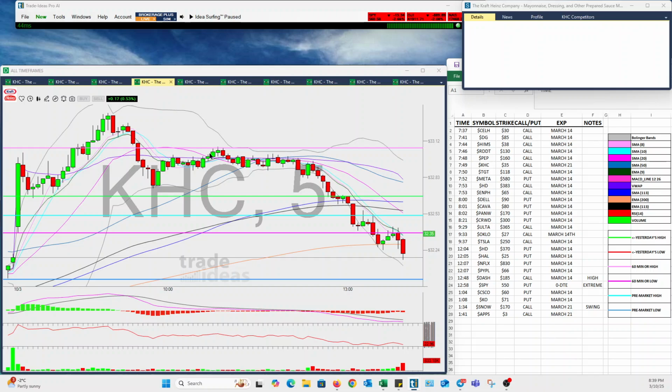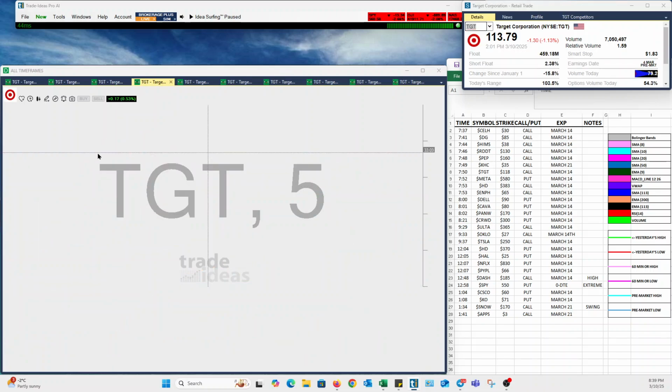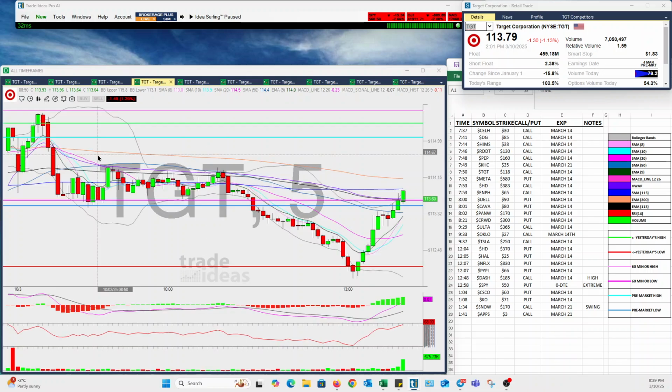And that alert was given at 7:50. This is Target, so TGT at 7:50, which is right around here. So this was alerted right up around here.